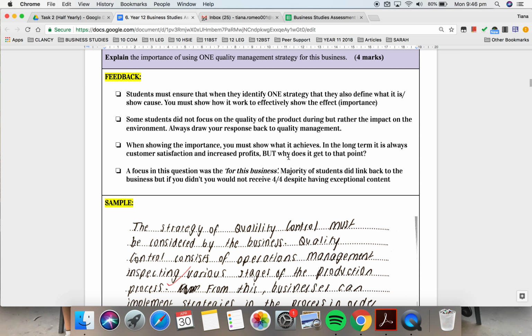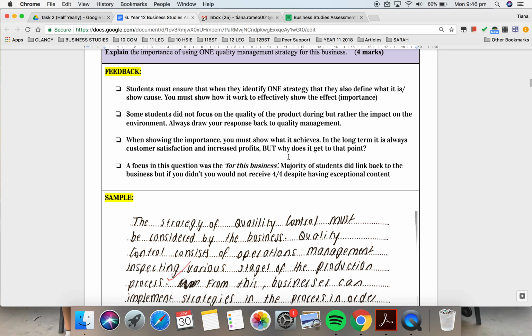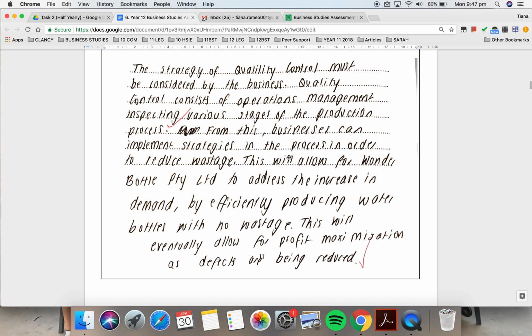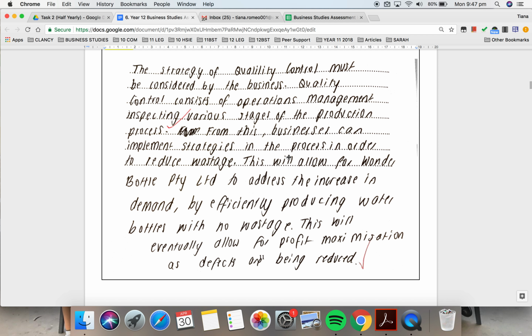A focus in this question was for this business. So you had to refer to the scenario, and majority of students didn't link back to the business. If you didn't, you wouldn't receive 4 out of 4, even if you had exceptional content. So you had to refer back to the business to get 4 out of 4. This was a sample response that did receive 4 out of 4. I'll just go through the response with you.